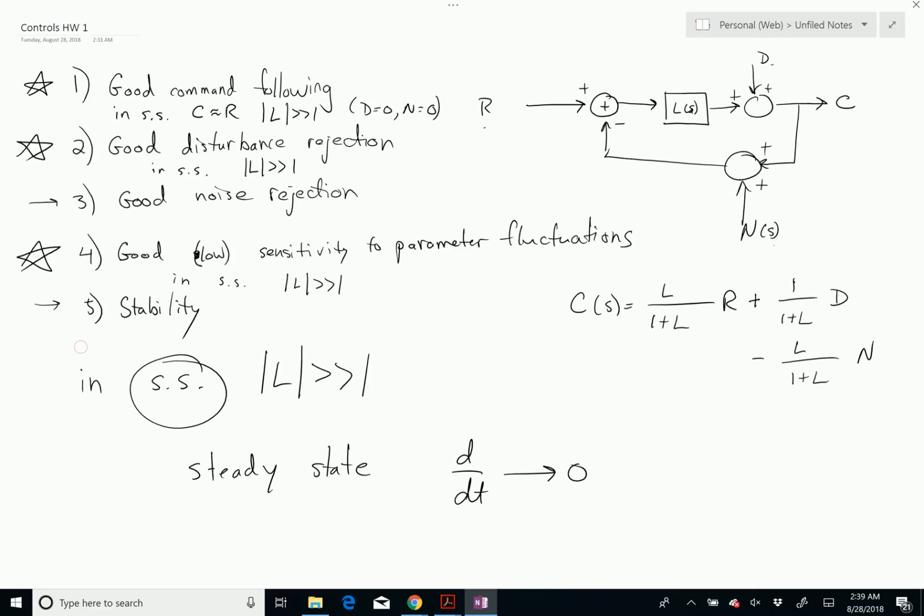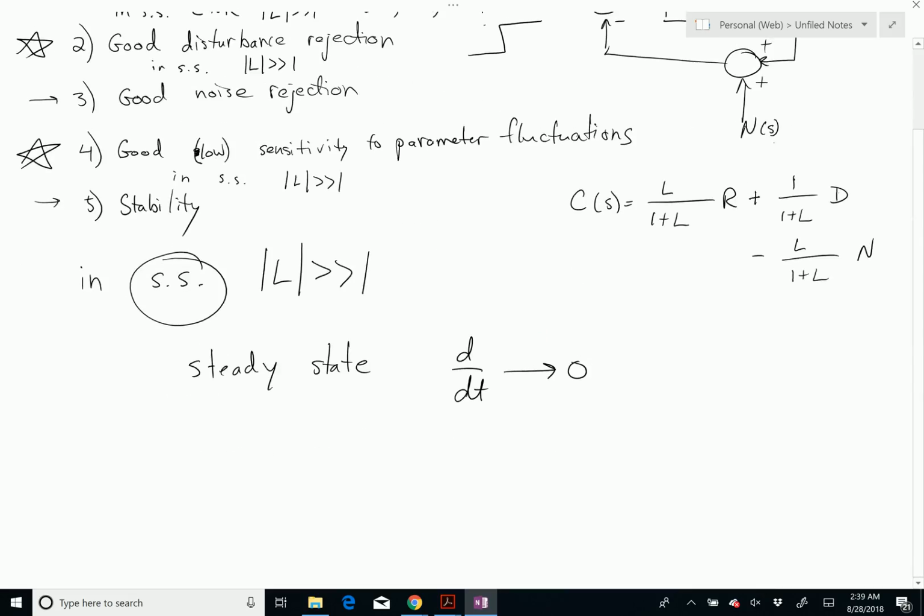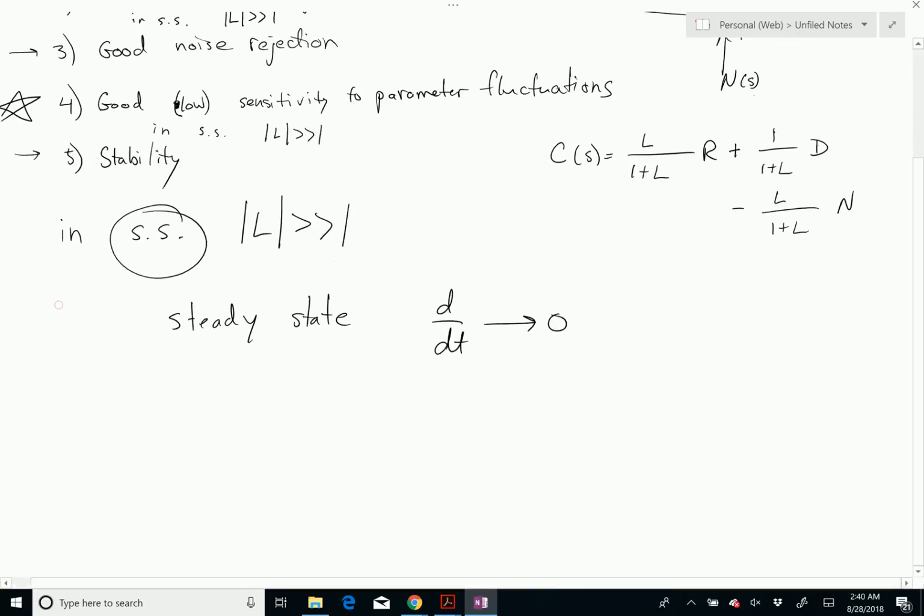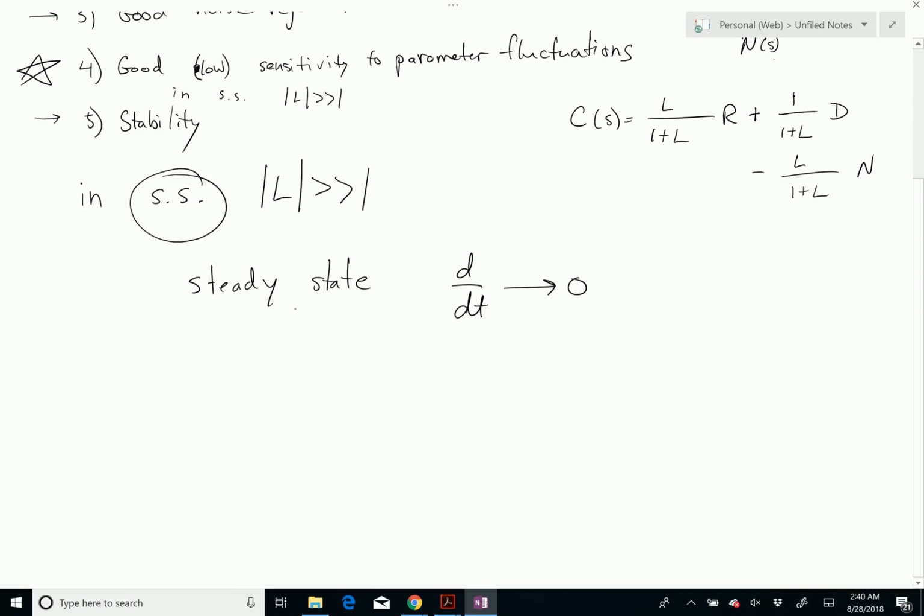So in that context, that means that if R is a step input, that means that C has settled out to a steady value, okay? So steady state, oftentimes, think of a system like an RC circuit. If I put a step into an RC circuit, the output voltage will look like that, okay?